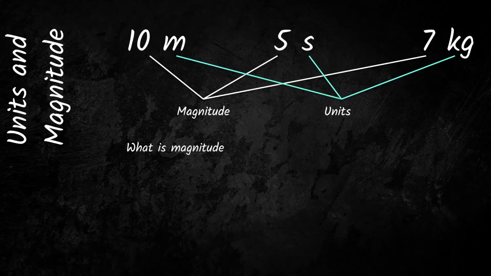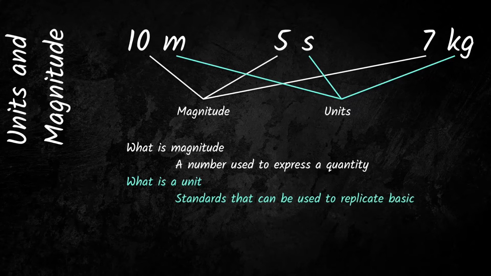Now, what is a magnitude? A magnitude is essentially a number used to express a quantity. While what is a unit? A unit is a standard that can be used to replicate basic measurements.